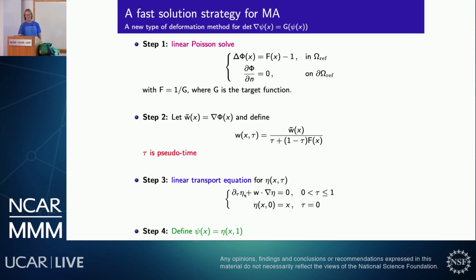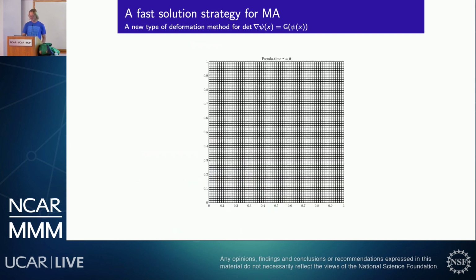You solve this Eulerian transport for this function eta, which is defined for all fake times between 0 and 1. And then when you end up at time 1, that's the map psi, which is an exact solution to the nonlinear elliptic equation you began with. And in practice, around 10 to 20 iterations in fake time does the job quite nicely.